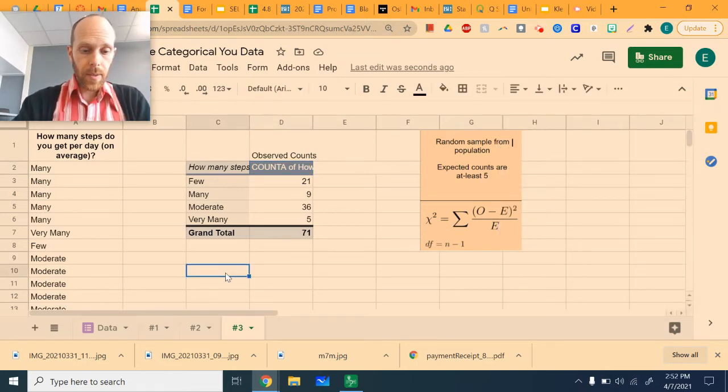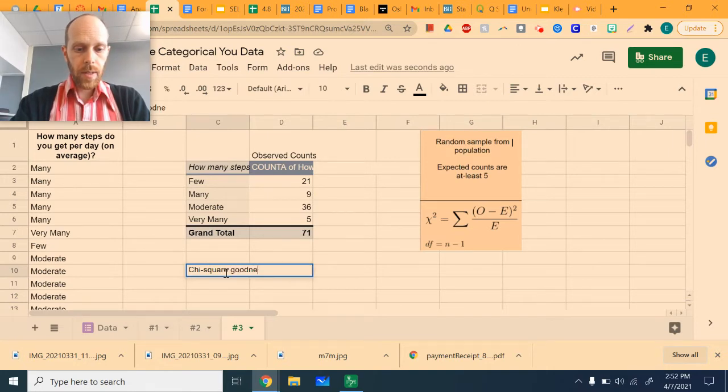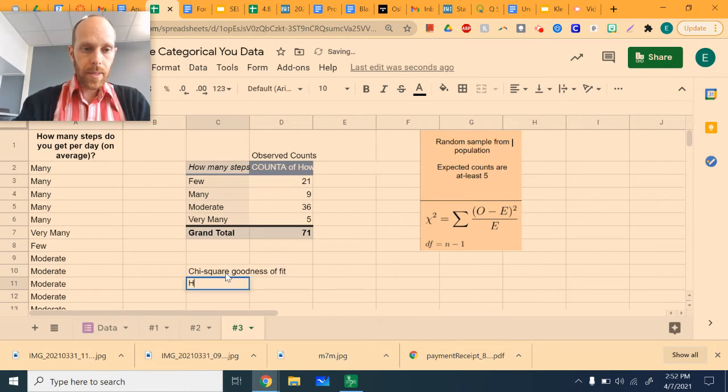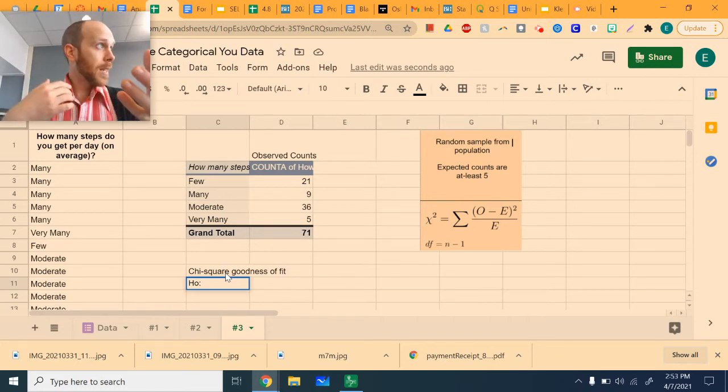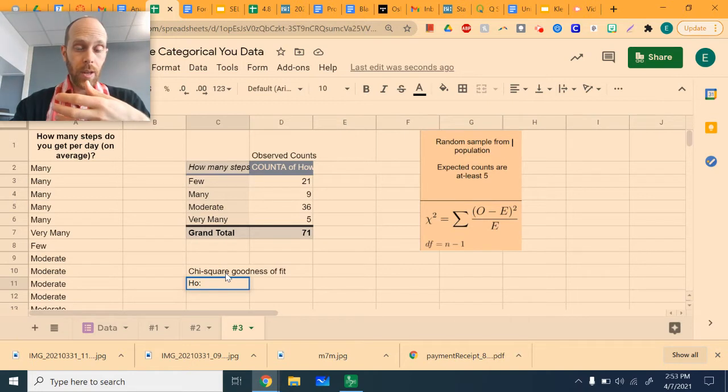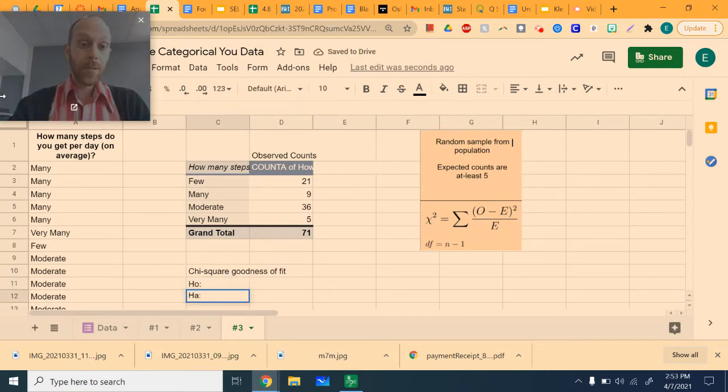Let's talk about, this is a chi-square goodness of fit test. And we're going to need some hypotheses. Our hypothesis number 1 is going to be that at this school, the number of steps we take is similar to the distribution in the rest of the country. And then our alternative is going to be that it is somehow different.